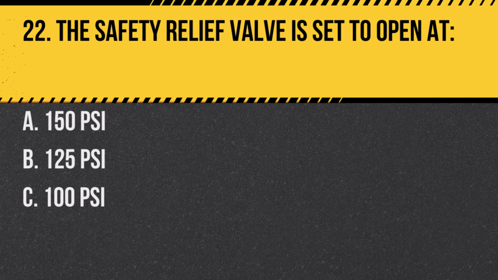Question 22. The safety relief valve is set to open at A. 150 psi. B. 125 psi. C. 100 psi. Answer. A. 150 psi. It prevents excessive air pressure buildup in the tanks.